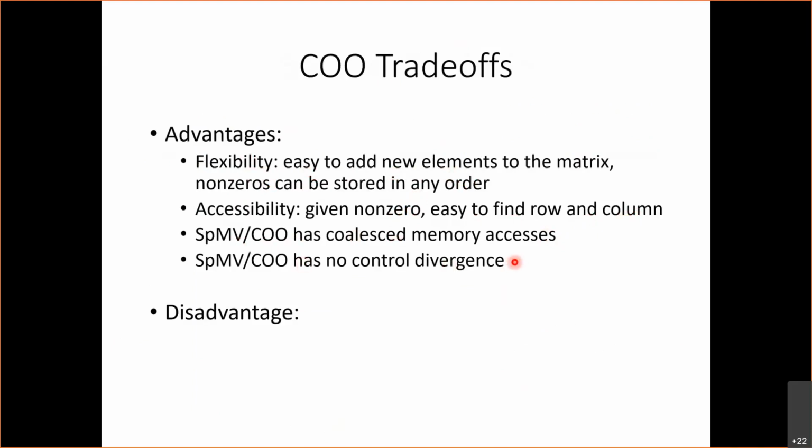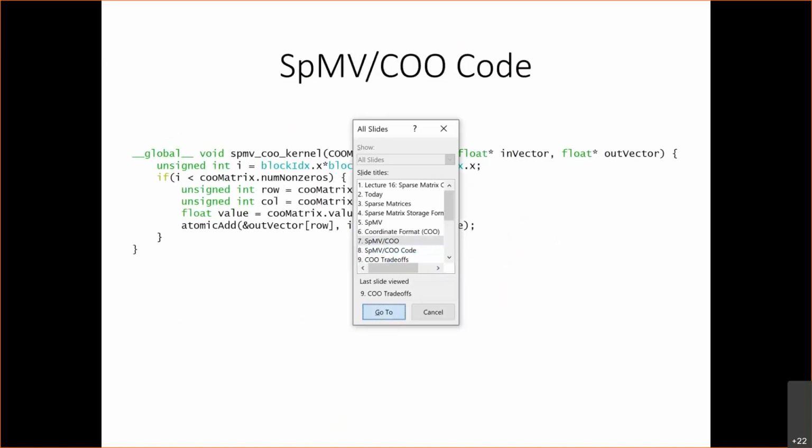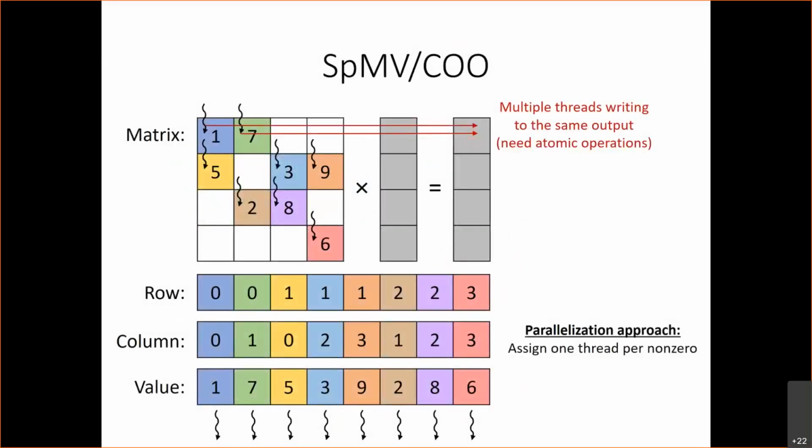What about the disadvantages? What did the COO format make hard for us to do? Accessing and using the coordinates. Right, exactly. If we want to go through all the elements of a single row, we said, why don't we try to parallelize by assigning a thread to every output element and having that thread compute the input rows? Well, we weren't able to do that because it's not easy for us to find all the non-zeros for a particular row.